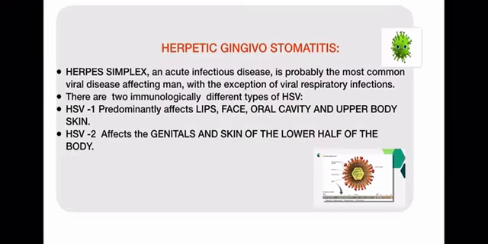It is a viral infection of the oral mucous membrane caused by herpes simplex virus. It is of two types: HSV type 1, which predominantly affects the lips, face, oral cavity and upper body skin, and HSV type 2, which affects the genitals and skin of the lower half of the body.